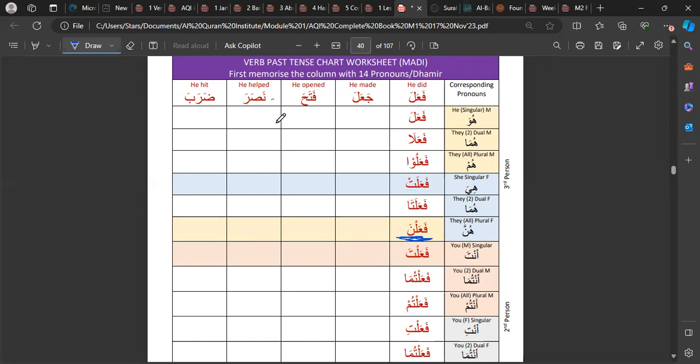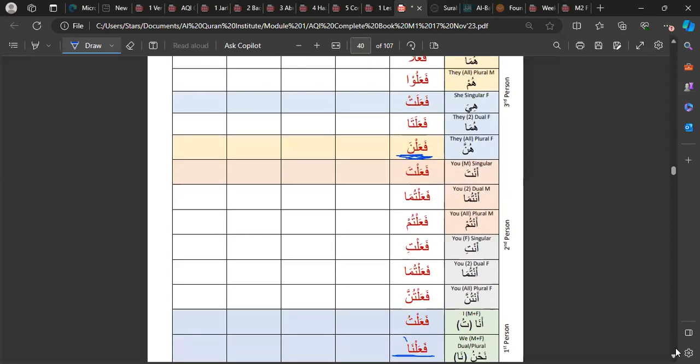Yes, Nasara. Bismillah, go ahead. Nasara, Nasara, Nasaru, Nasarat, Nasarata, Nasarna. Nasarta, Nasartuma, Nasartum, Nasarti, Nasartuma, Nasartunna, Nasartu, Nasarna. Good, perfect, mashallah.